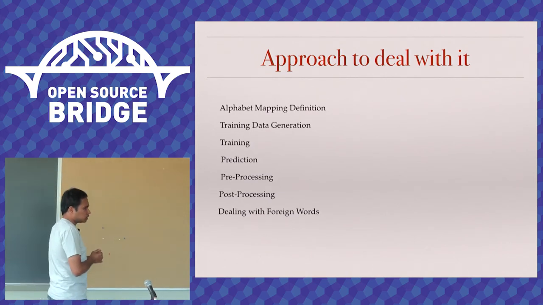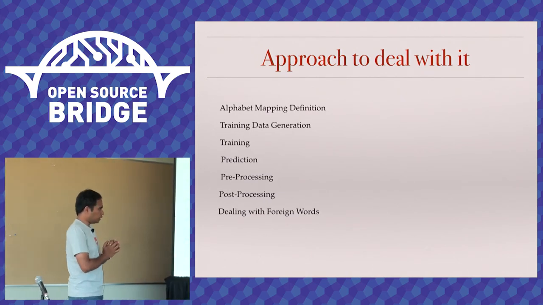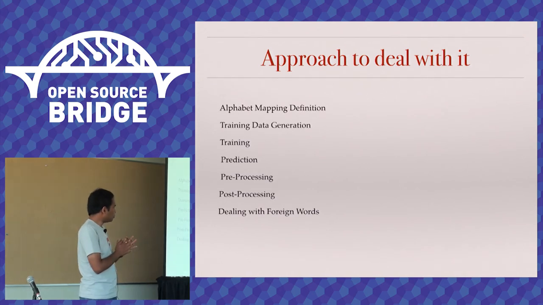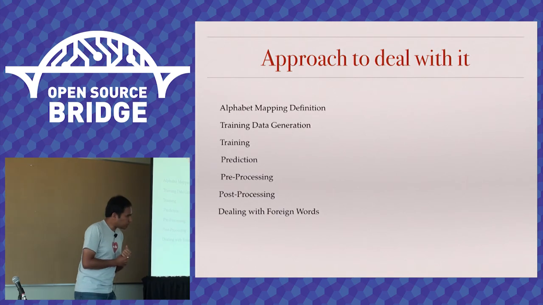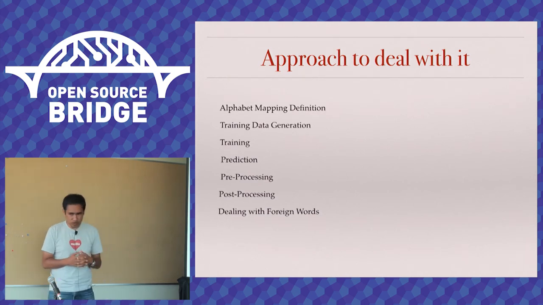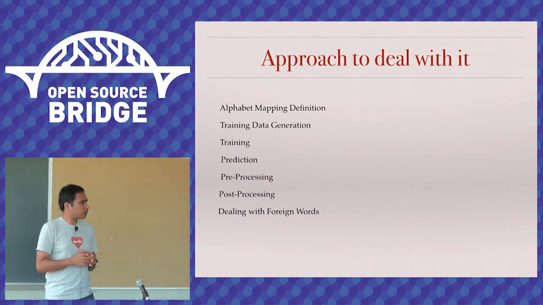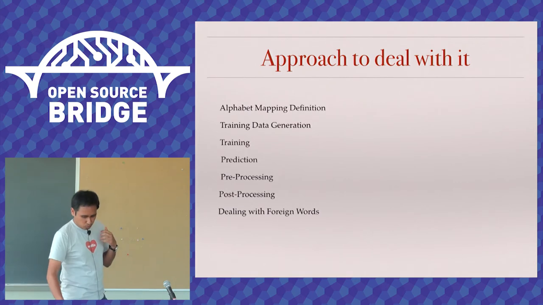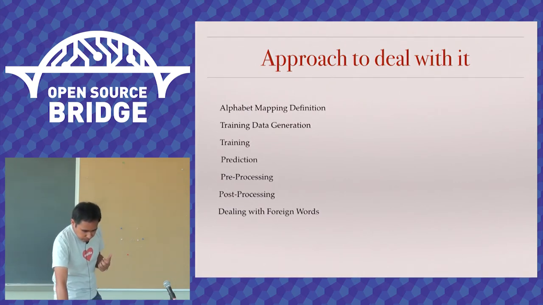Now, the approach which we plan to take, or have taken halfway now, to deal with that: first, we are going for alphabet mapping definition, which deals with some of the mapping problems we have for phonetic languages. And then we have training data generation, and I'll come to each of them a bit later.